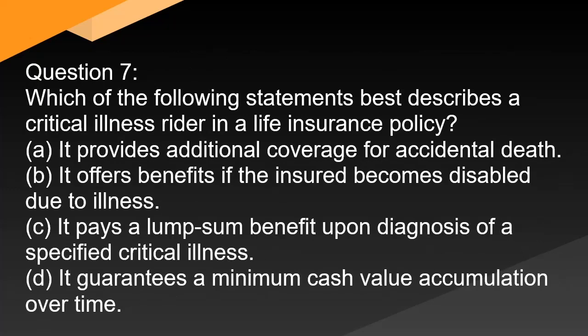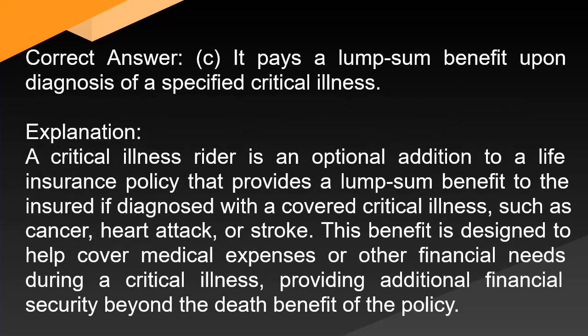Question 7. Which of the following statements best describes a critical illness rider in a life insurance policy? Correct answer. C. It pays a lump sum benefit upon diagnosis of a specified critical illness. Explanation. A critical illness rider is an optional addition to a life insurance policy that provides a lump sum benefit to the insured if diagnosed with a covered critical illness, such as cancer, heart attack, or stroke.